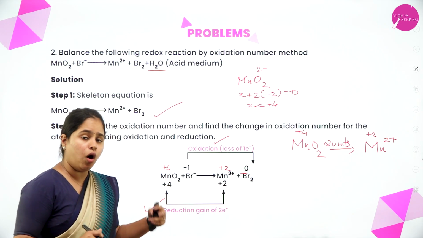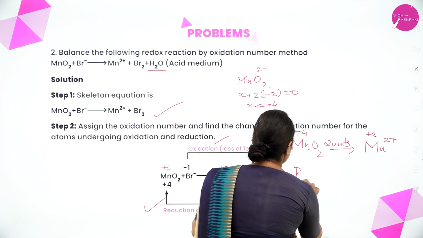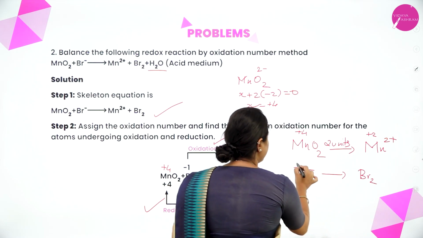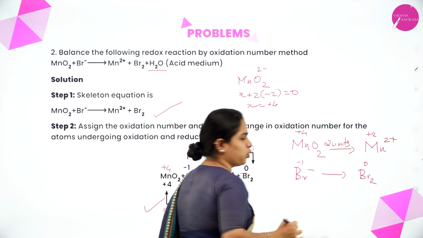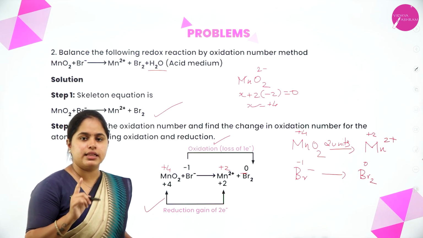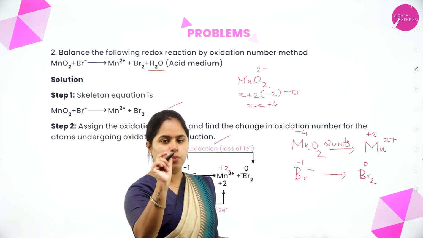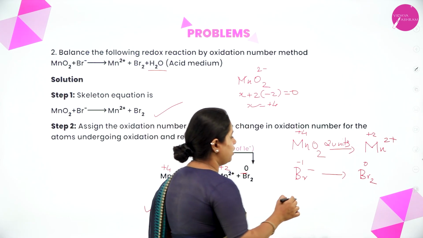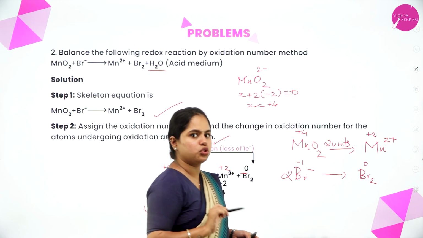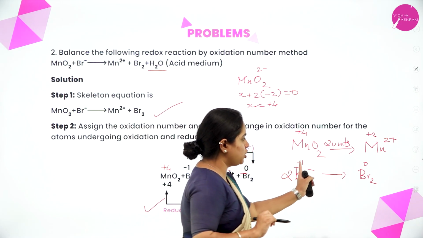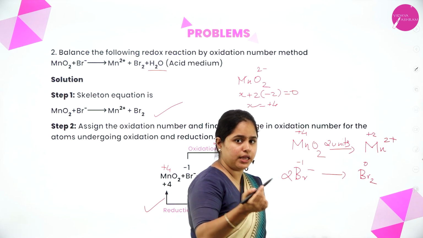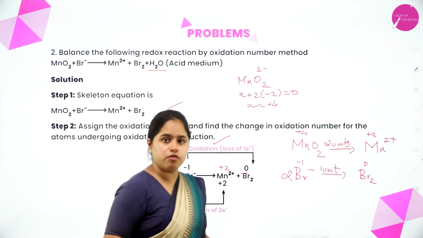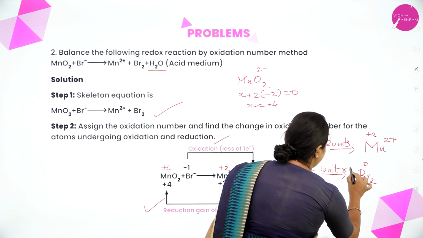Now let's write down the oxidation part. Br minus is getting oxidized to Br2. Here it is minus 1, here it is 0. Now, like in the previous problem, there's a small point you have to remember. It is Br2 here and Br here. So what do you have to do? You have to multiply it by 2. Otherwise, how many units has it increased? Only 1 unit. So to balance the number of bromine atoms, we multiplied by 2.